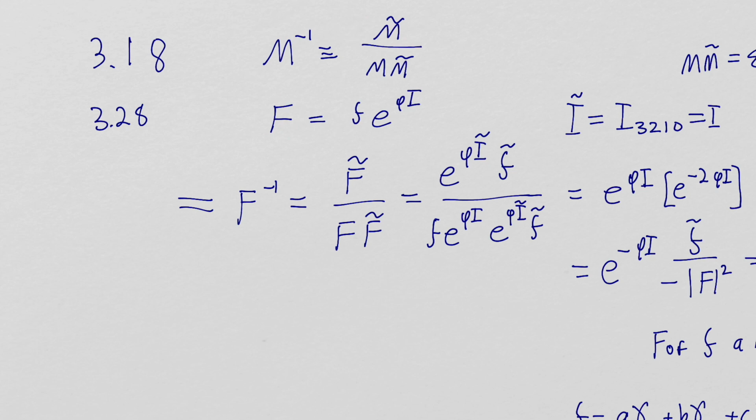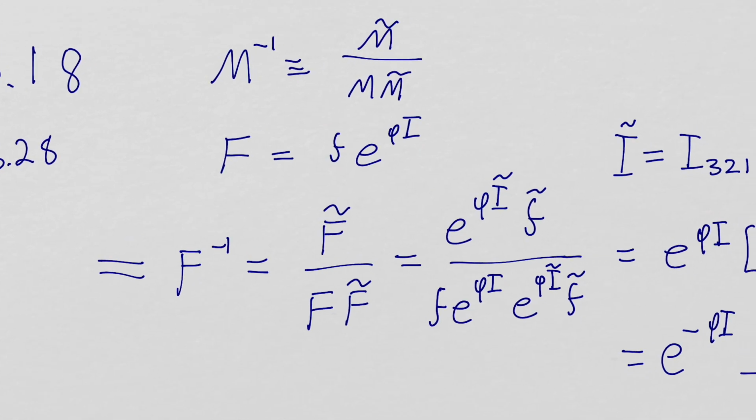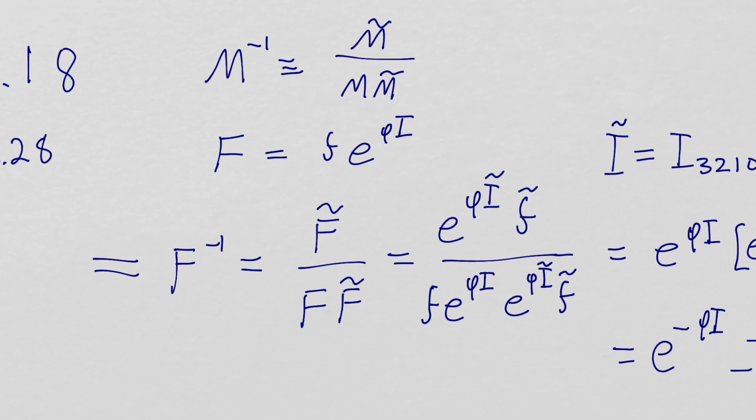So we're going to combine these two together. By definition of 318, the inverse of this bivector, because a bivector is a multivector, is the reversion divided by the reversion squared. The reversion of this form we execute recursively: we reverse these two parts, and then execute the reversion on each part. So I get e to the phi I reversion, F reversion.